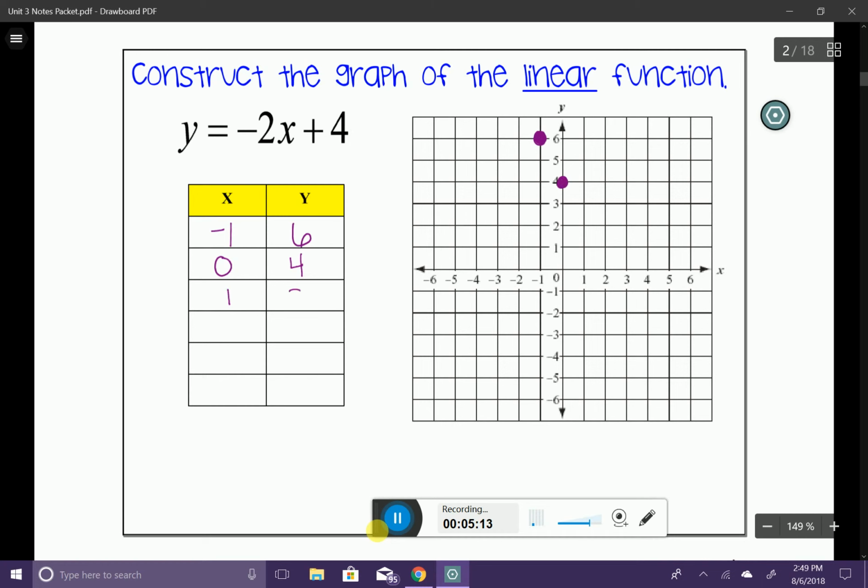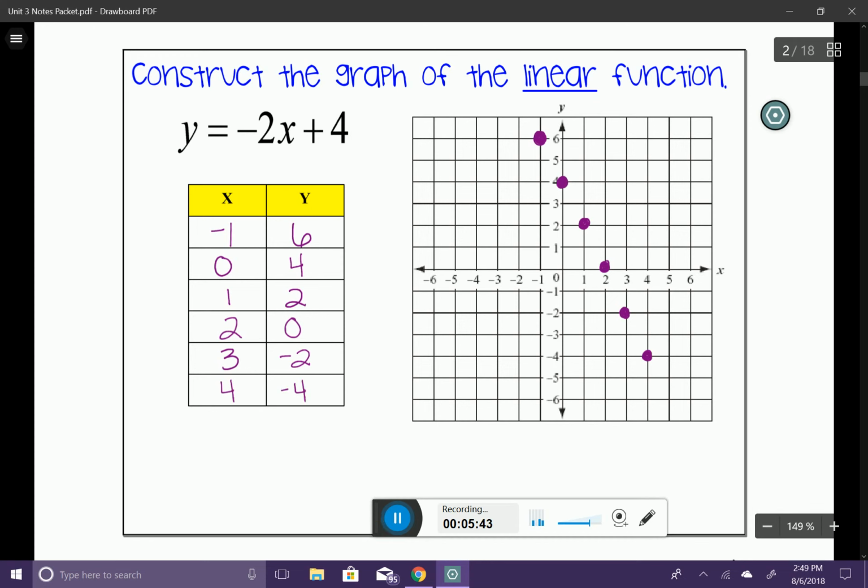How about 1 and 2? So 1, 2 is going to create another coordinate, and 2, 0 will have another one. You can see that there's a pattern going on with this line, and we're going to talk about that pattern in Unit 4. But I'm just going to go ahead and keep going, plotting these nice points. And I have one more. How about 4 and negative 4? And that'll give it right down here.